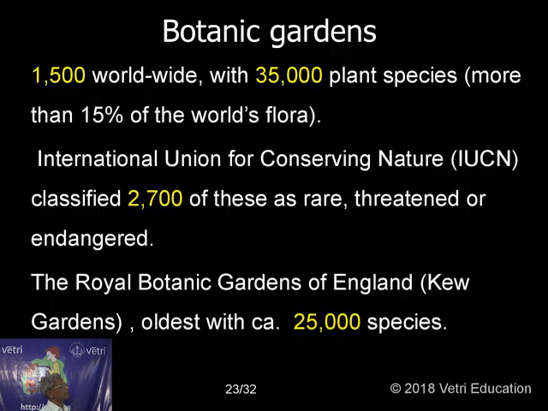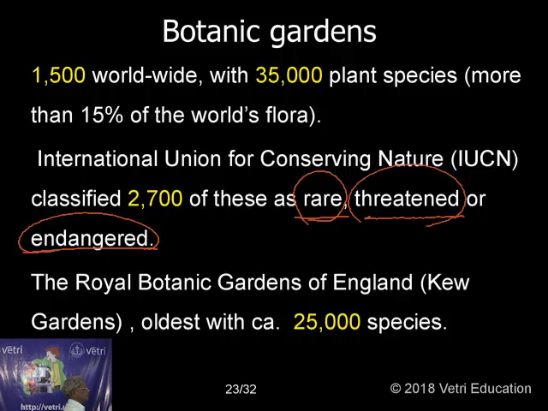Some very interesting information about the botanical gardens: there are 1,500 worldwide, with 35,000 plant species in the botanical gardens today. The International Union for Conservation of Nature, IUCN, classified 2,700 of these as rare, threatened and endangered plants. I was just mentioning these. When a plant becomes rare, after that it becomes a threatened species, then endangered, then it moves to the next stage called extinct. It will become extinct at this stage if you don't take care.